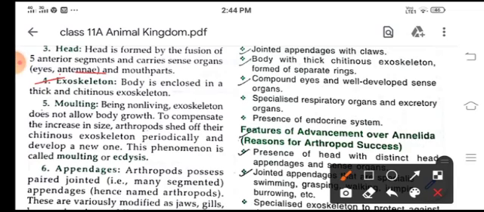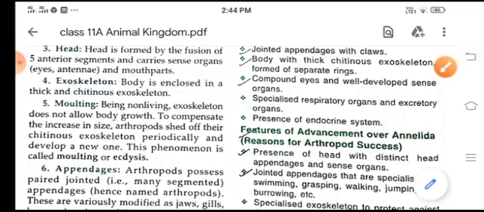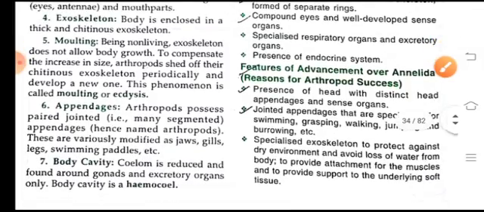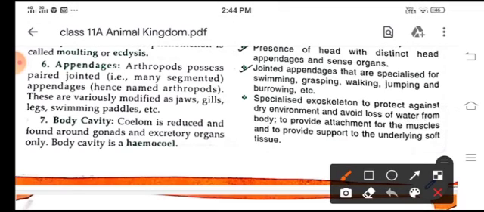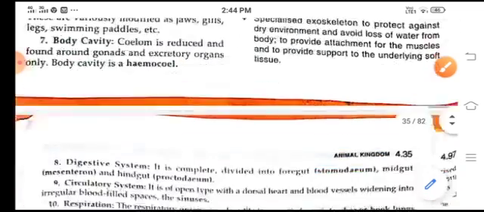They show the molting process. That means they shed their chitinous exoskeleton periodically and develop a new one. So this phenomenon is known as molting or ecdysis. Now they have paired jointed appendages for locomotion, usually modified as jaws, gills, legs, swimming paddles, etc. And the coelom is reduced, and the body cavity is hemocoel in nature.